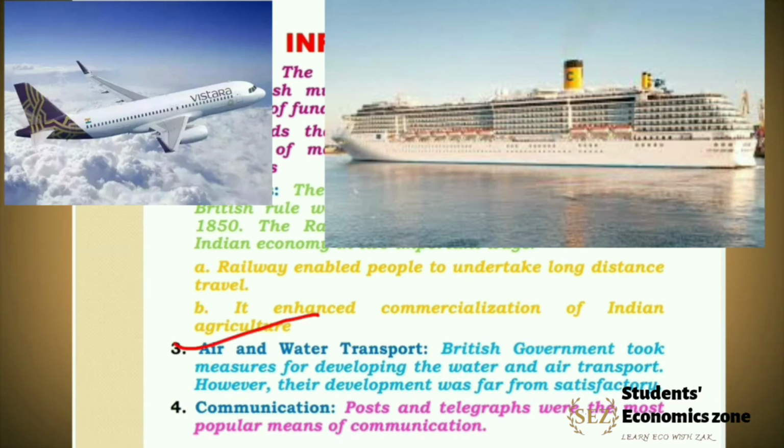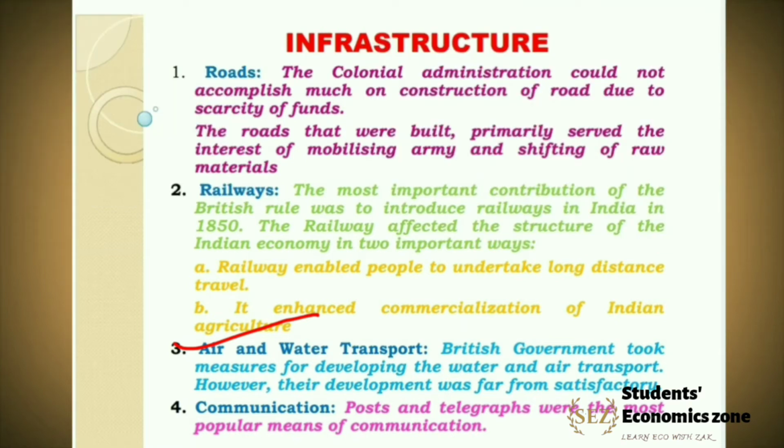And the third one is air and water transport. Actually, the British government took measures for developing water as well as air transport, but their development was far from satisfactory. That means it was not that much developed. And the fourth one is communication.